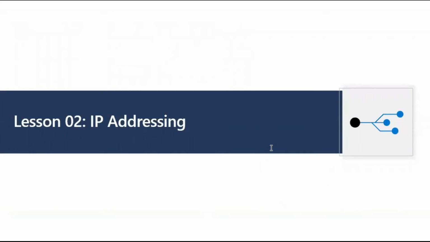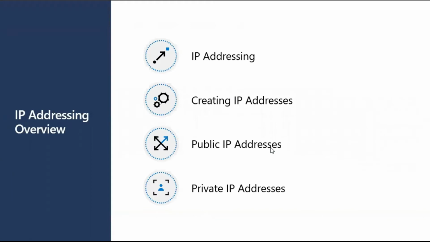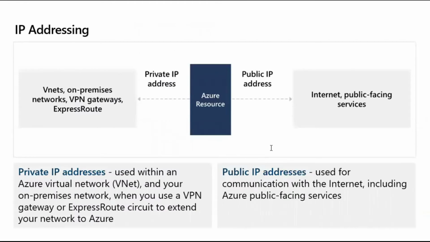Second section, IP addressing. This section is going to discuss IP addressing, creating IP addresses, public IP addresses, and private IP addresses. IP addressing, VNets, on-premises network, VPN gateways, and ExpressRoute. So around that, we need IP addresses. We have public and private addresses. Private IP addresses are used within an Azure virtual network and your on-premises network when you use a VPN gateway or ExpressRoute circuit to extend your network to Azure.